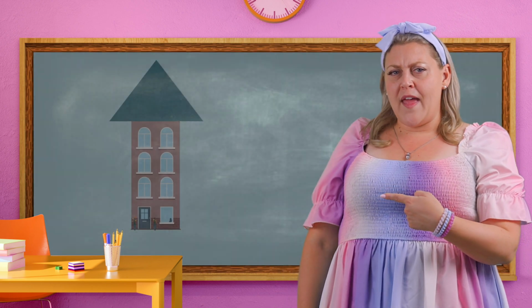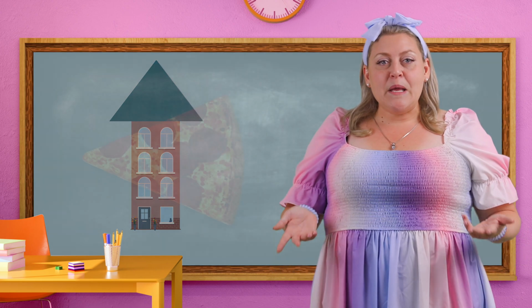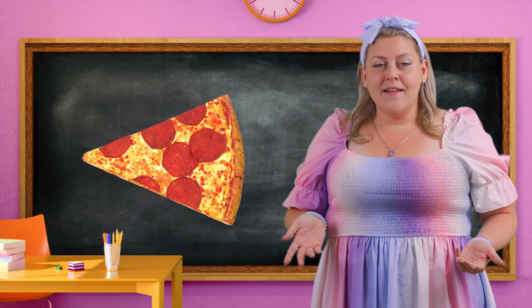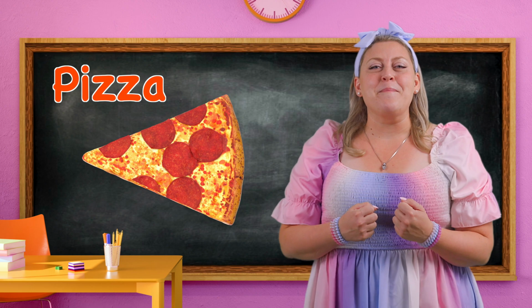Oh, look over there. Look at that house. The roof on the house is a triangle. Do you see it? Cool. Can you see any more triangles? Pizza? Yes, the slice of pizza is a triangle. What a yummy triangle. We can see shapes all around us.